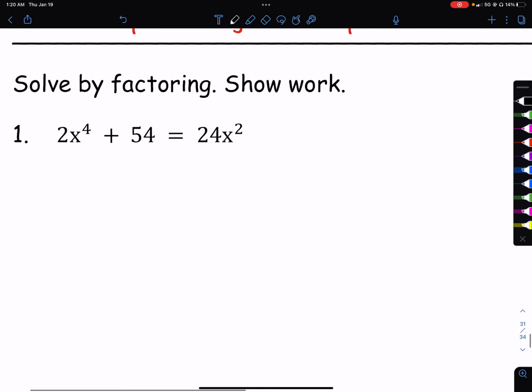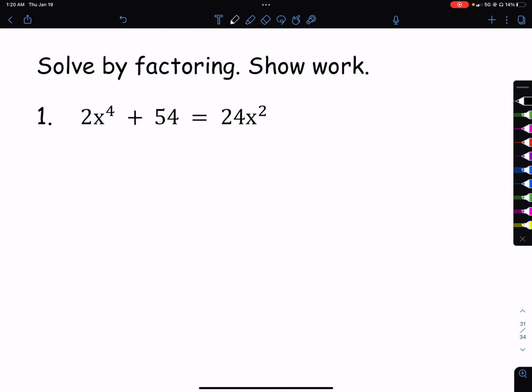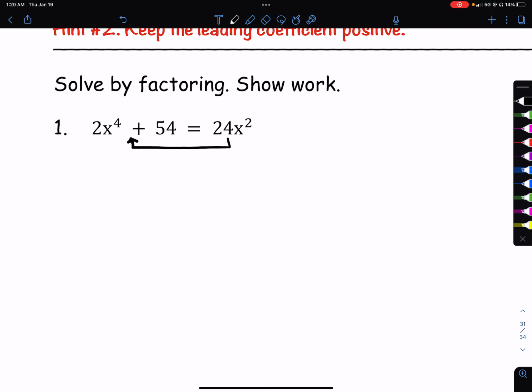All right, so let's go ahead and get started on problem number 1. We are going to solve by factoring. So first thing I have to do is set the polynomial in standard form and set it equal to 0. So this 24x squared is going to move to the left side of the equation, or it's going to move to the opposite side of the equal sign. So I am going to have 2x to the 4th minus 24x squared plus 54 equals 0.